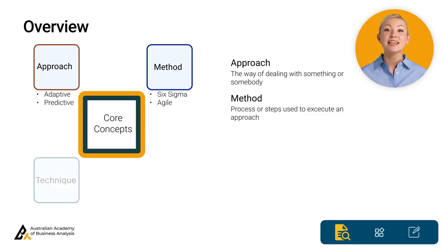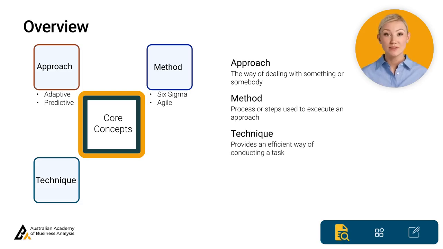Moving on, a technique is our third key concept. It provides us with a practical and efficient way of doing something. Techniques are tools that help us execute methods more effectively. Some common examples of techniques include the use of UML diagrams and user stories, which help in visualizing and organizing information. Lastly, we have the concept of a plan.